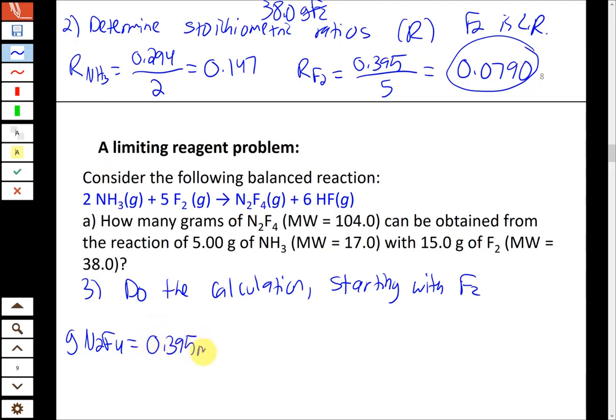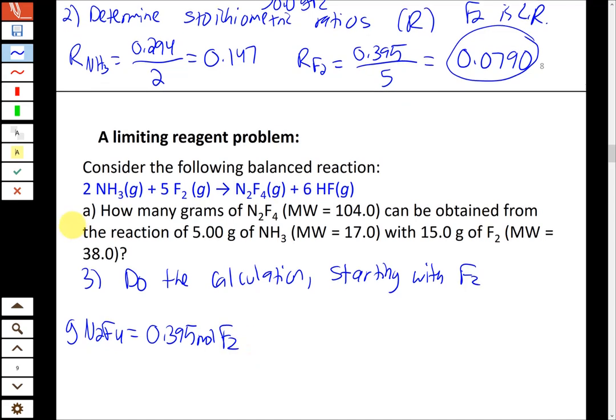0.395 moles of F2. That would be the first number you would calculate anyway. And then once we have that, we can get into what we're looking for, which is grams of our product N2F4. So we're already in moles of our limiting reactant, so to get moles of product, we just have to use the stoichiometric ratios from the balanced equation. So we want moles of N2F4, and we want moles of F2 to cancel. So for that, we're going to just use their coefficients. 1 in front of N2F4, no explicit coefficient. 5 in front of F2.